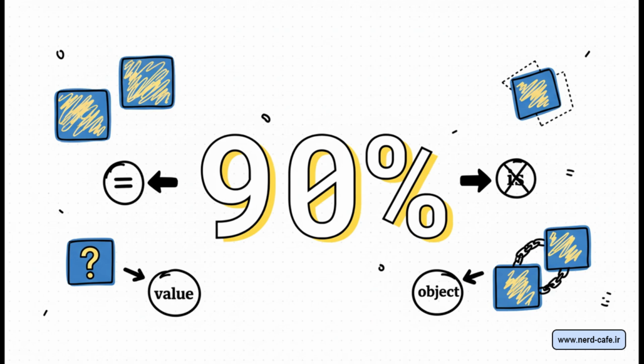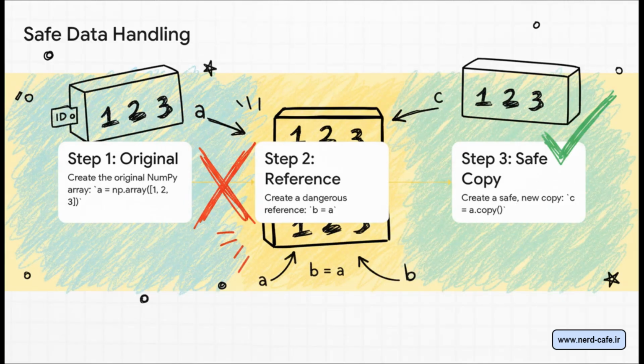Think about it. Something like 90% of a project can be just data pre-processing. You're always making subsets, changing features, trying stuff out. If you accidentally mistake a reference for a real copy, you could be silently corrupting your original data. And the worst part? You might not even realize it until hours later when your model is giving you completely garbage results. Okay, so how do we avoid this disaster? How do we handle our data safely?